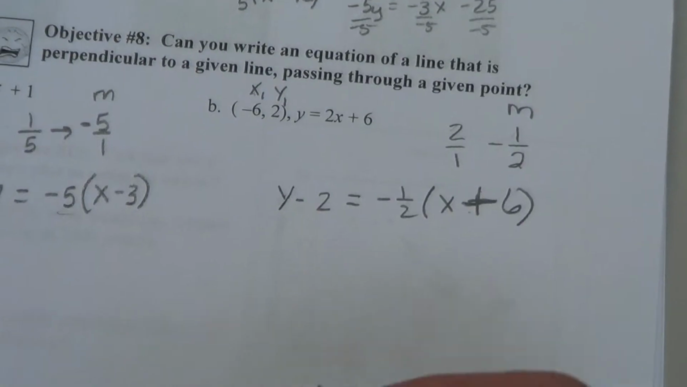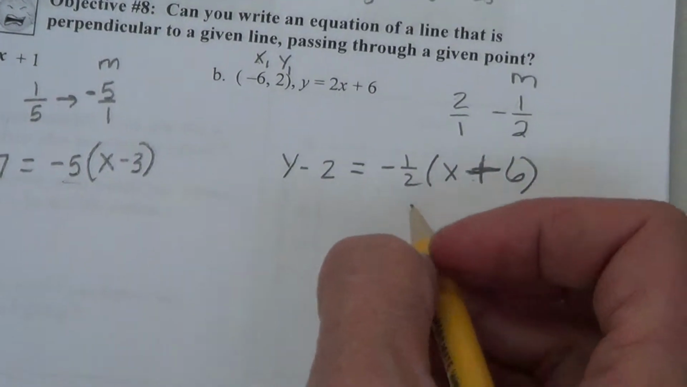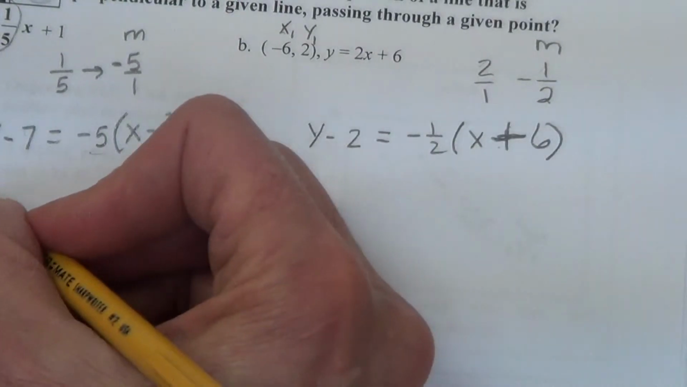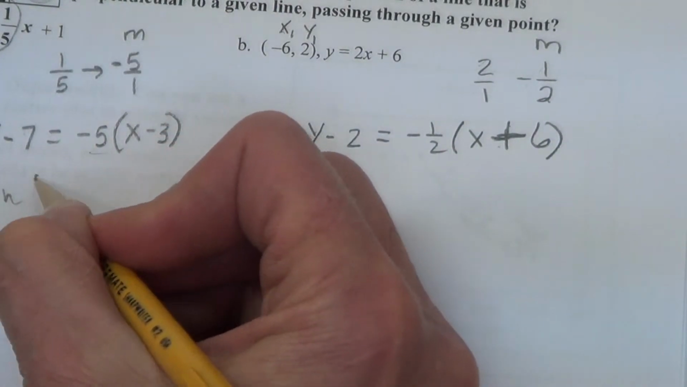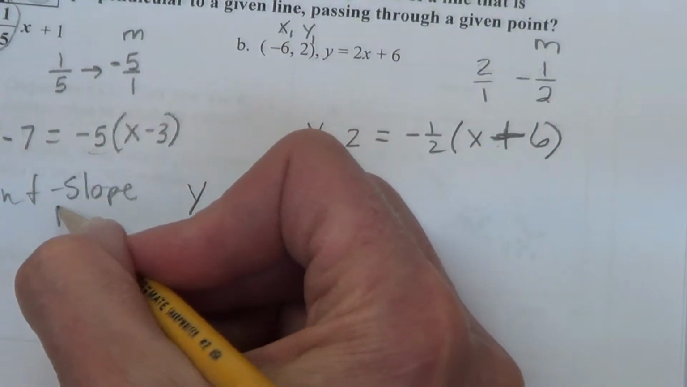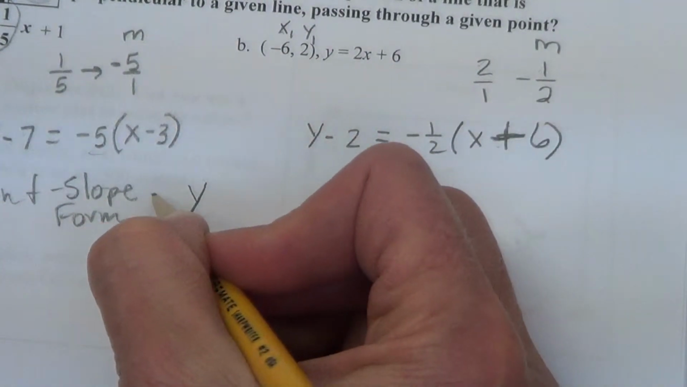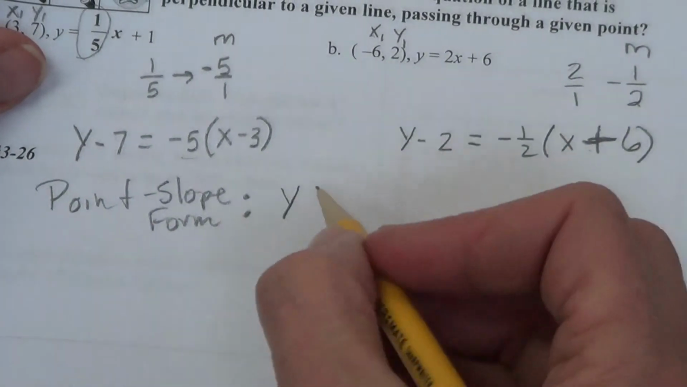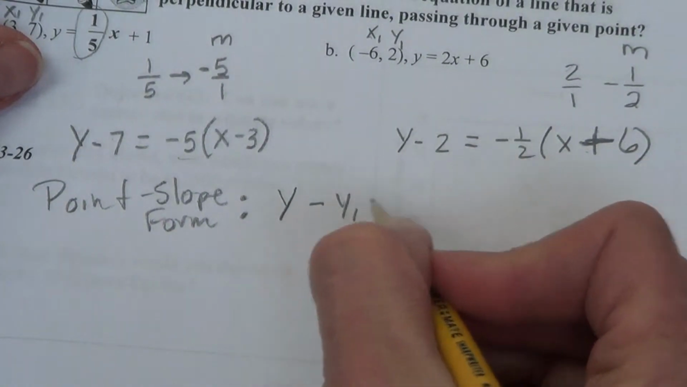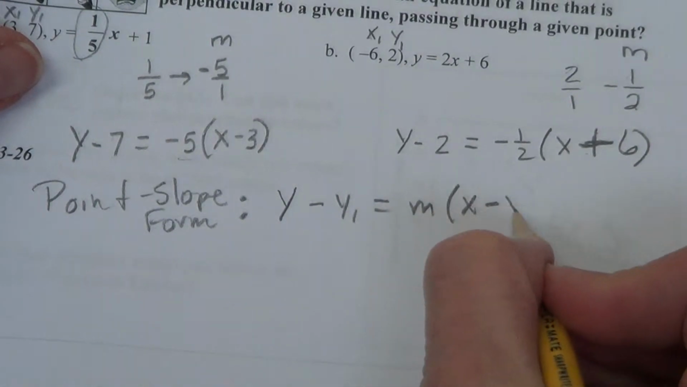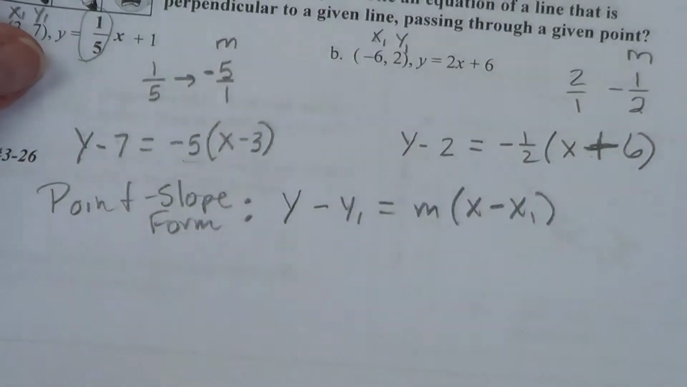Okay? And the last thing that I want to give you is that formula one more time. This is the point slope formula. y minus y1 equals m times x minus x1. Okay?